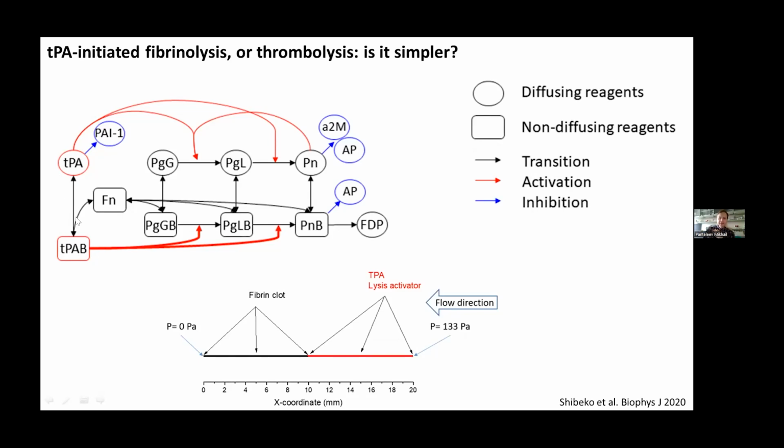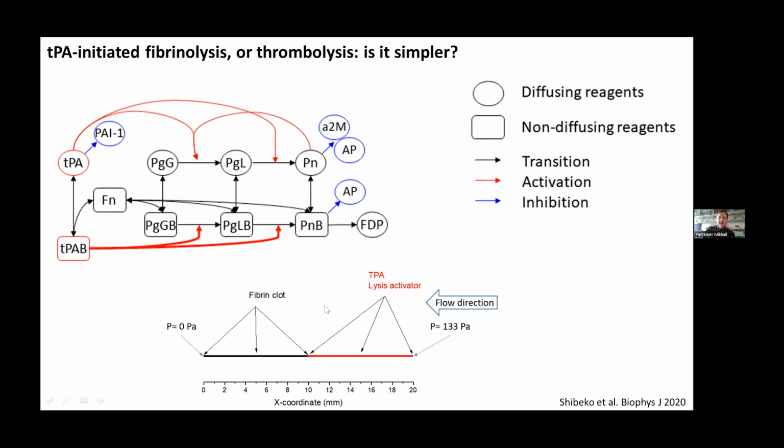TPA, the drug and the actually physiological activator used in treatment of ischemic stroke, is inhibited by PAI-1 inhibitor. It can bind to fibrin, stimulate bound plasminogen into two forms, and the active form, also subject to inhibition, cleaves fibrinogen to produce fibrin degradation products.